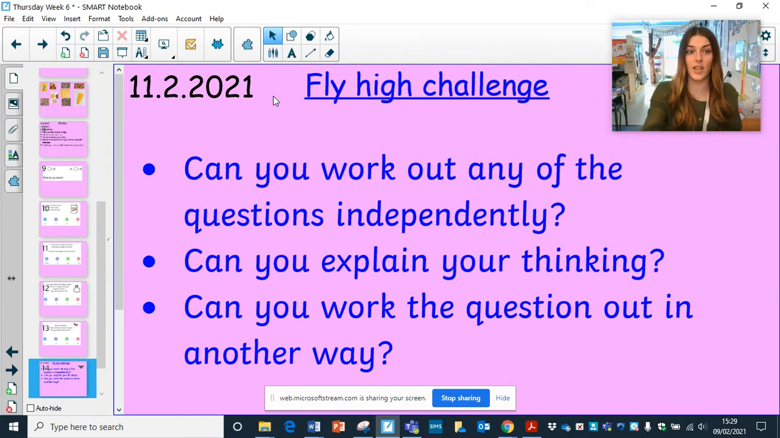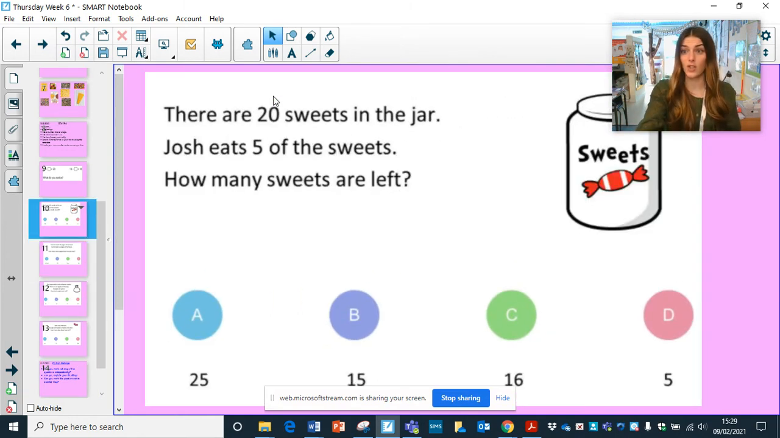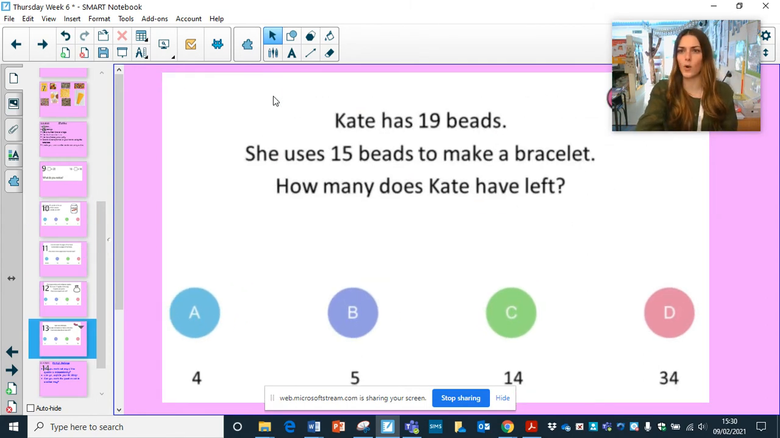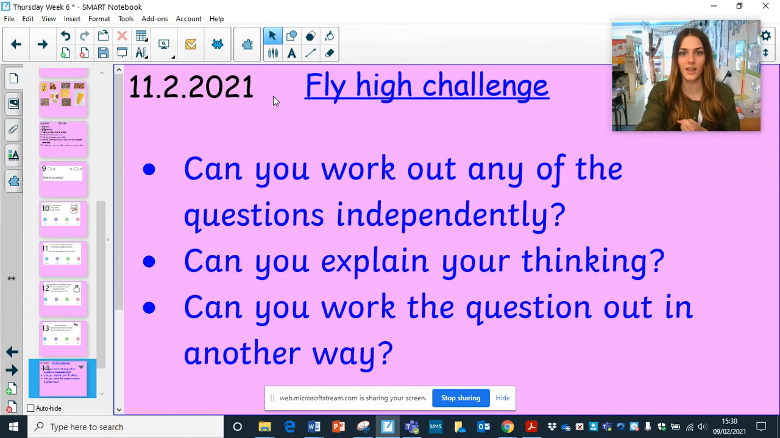It would be lovely, for even just one of your questions, to show me a number line, a blank number line, some jottings, and a tens frame. I'd really like to see that to show that you've got a real deep understanding of that question and of the different methods. So it's applying that knowledge from the week.